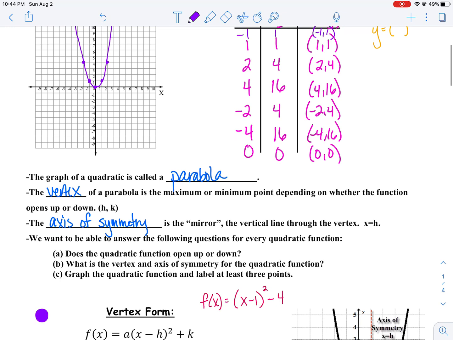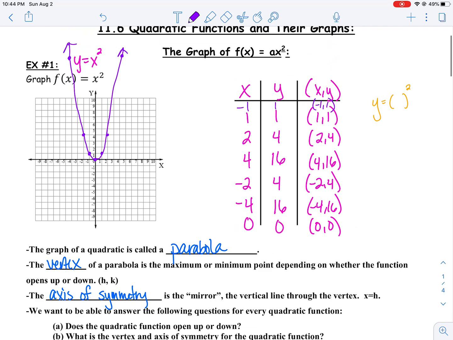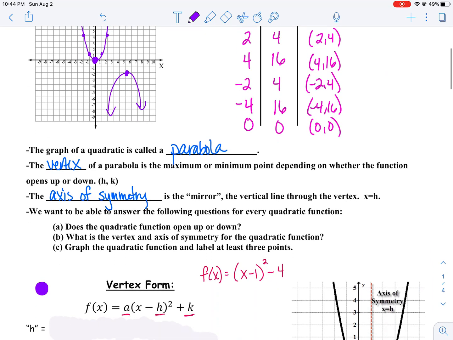Okay? So the graph of any quadratic is what we call a parabola. The vertex of the parabola is either the minimum or the maximum point, depending on whether the function opens up or down. So in this particular parabola, we have a minimum at the point 0, 0, right? If my parabola opened down, then I would have a maximum as my vertex. So minimum or maximum, depending on what the parabola looks like.